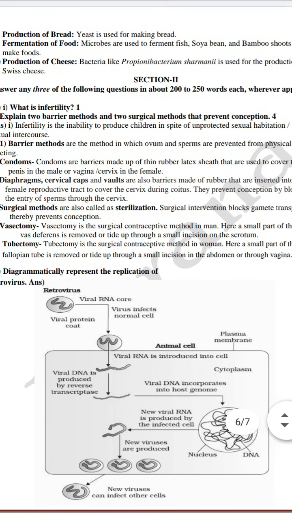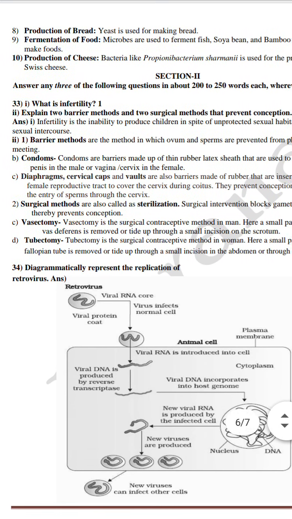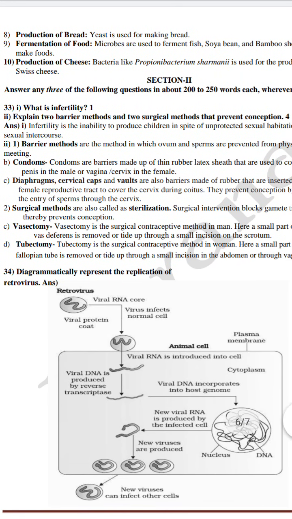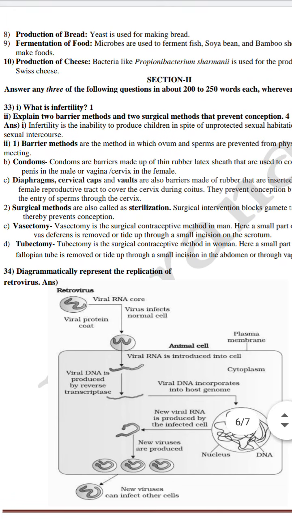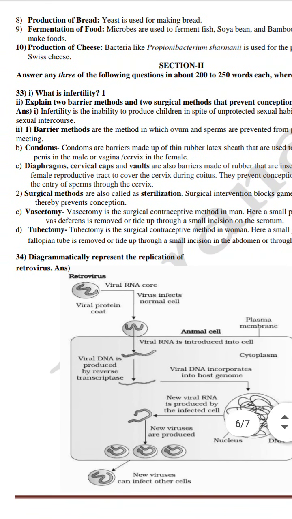This is for 1 mark only. Next, explain 2 barrier methods and 2 surgical methods that prevent the conception. This is for 4 marks. So 1 mark question, and next, to fulfill this 5 marks, they asked 1 question for 4 marks. So 1 plus 4, 5. So in such a way also they can ask in the examination.